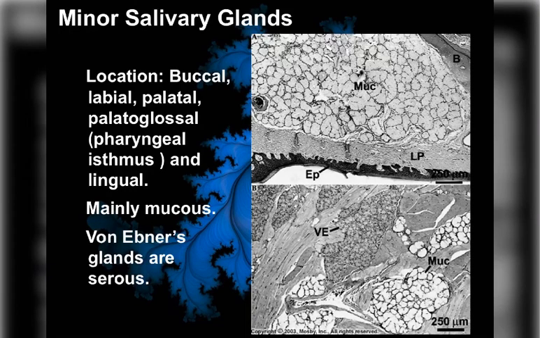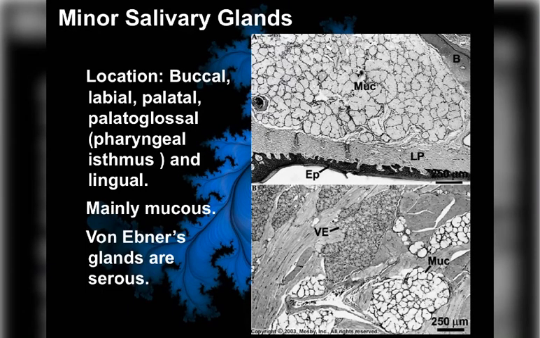Now I'll talk about minor salivary glands. Location of minor salivary glands: we have them in the submucosa of the oral side of the cheek. These are called buccal glands, buccal minor salivary glands. Labial glands are in the submucosa of the oral side of the lip. Palatal glands we have in the submucosa of the posterior lateral region of the hard palate, and in the submucosa of the soft palate.